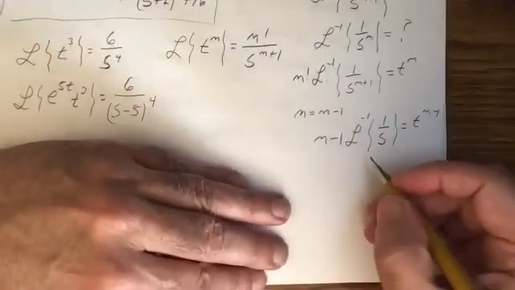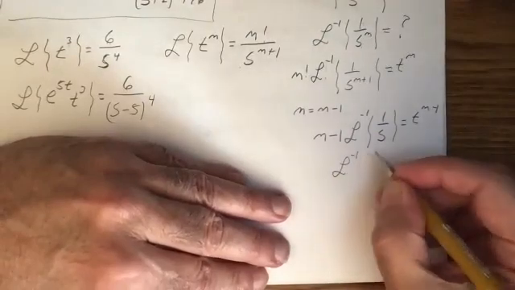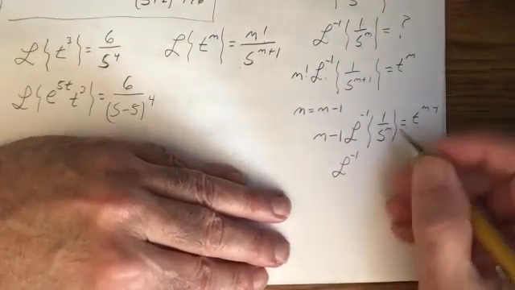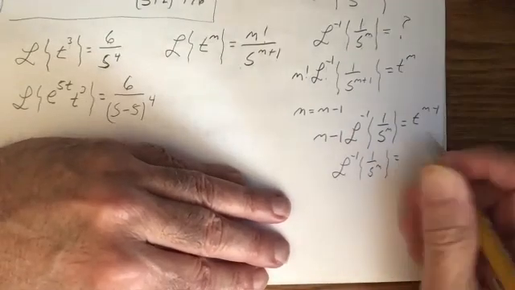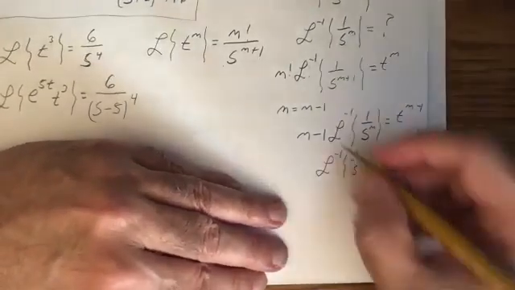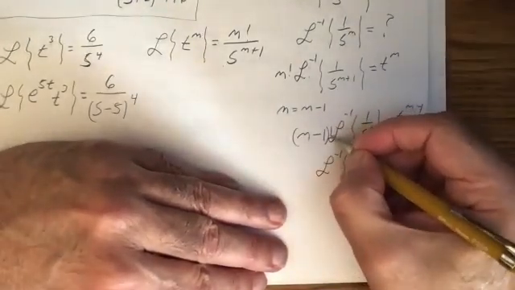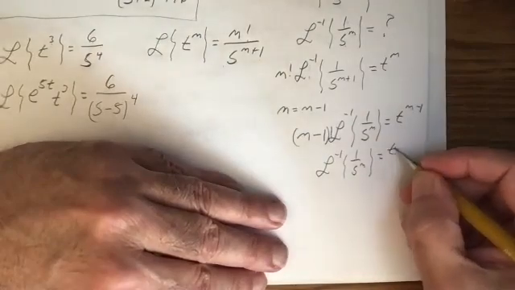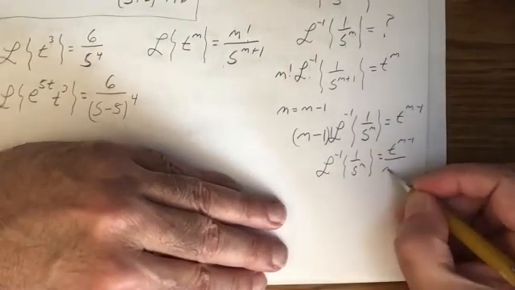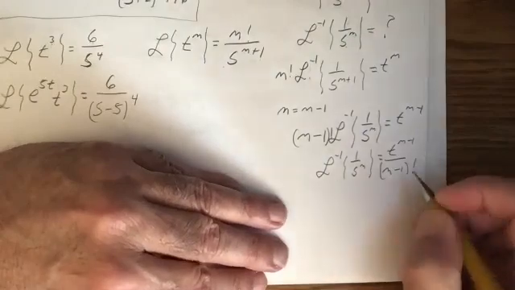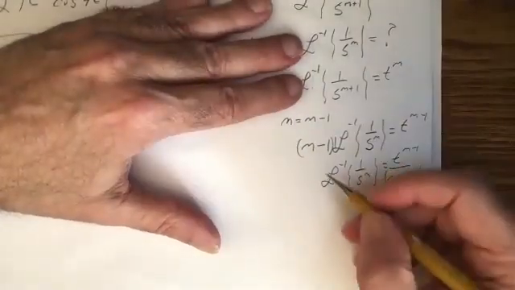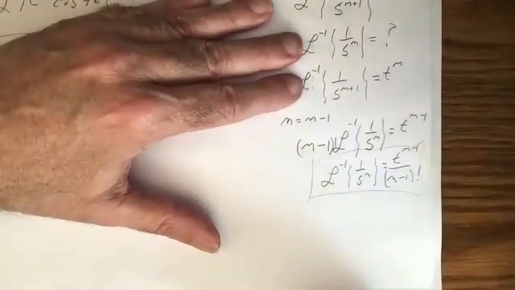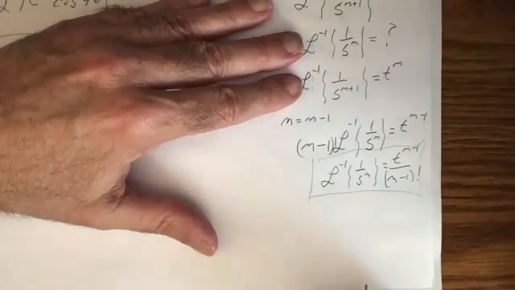So in other words, the inverse Laplace transform of 1 over s to the n, I can also write as t to the n minus 1 over n minus 1 factorial. Now, did I do that too fast? This could actually help you on the exam. That's why I'm showing you this. It's another way of doing it, another way of looking at it.